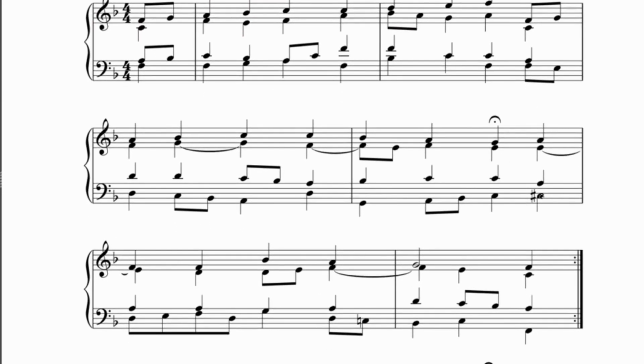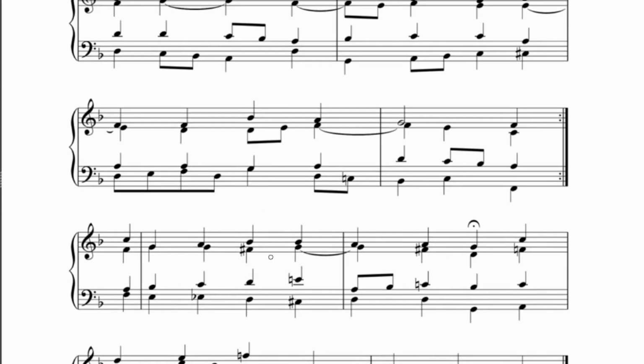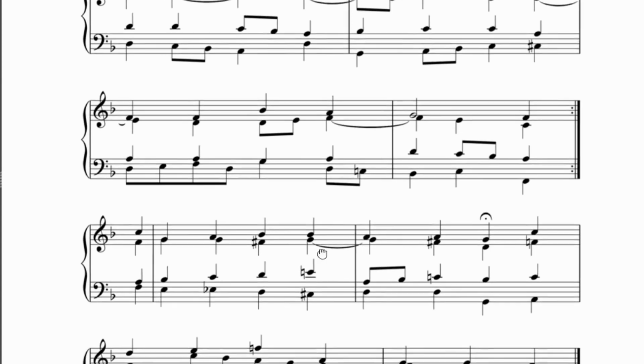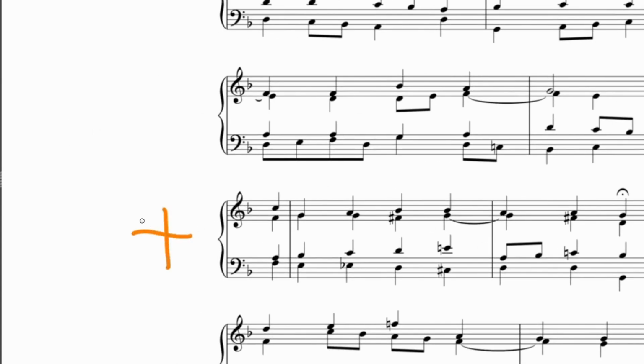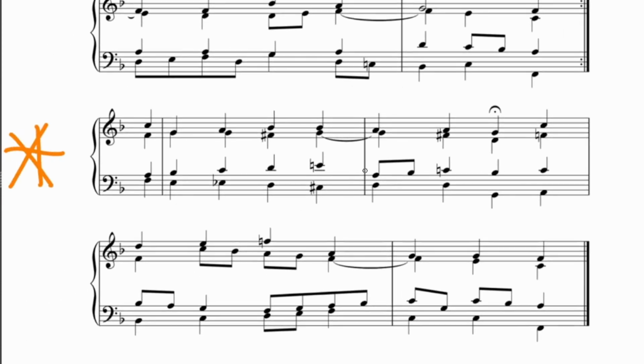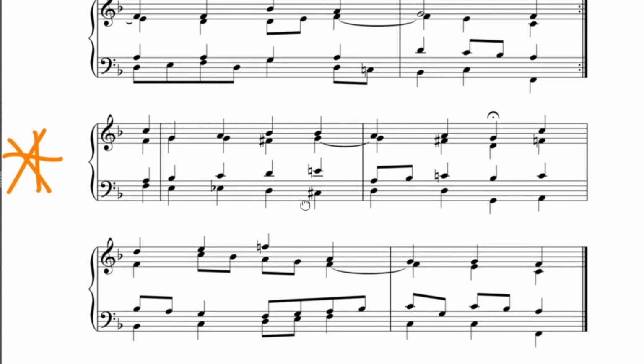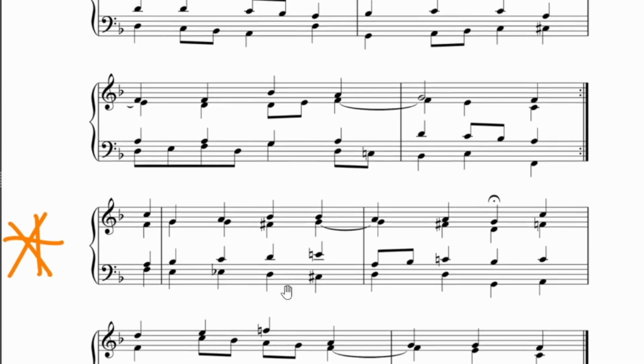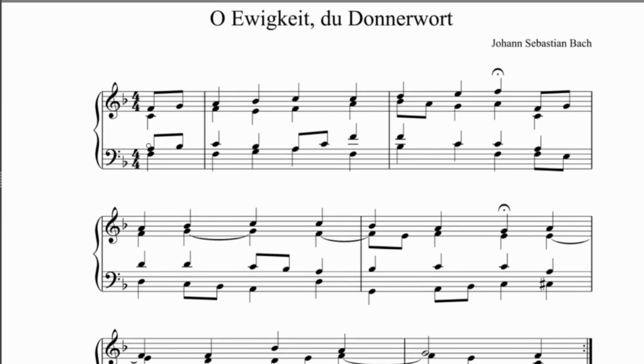There's an accidental, but it's just one. Okay, here's a couple. So we're going to put a star here, and that tells us there's probably going to be a modulation or something going on here. And then by here we have none, except for this turning it back natural. So, let's just go for it.